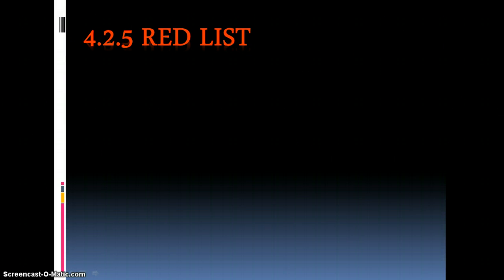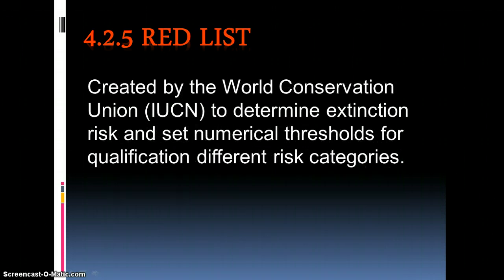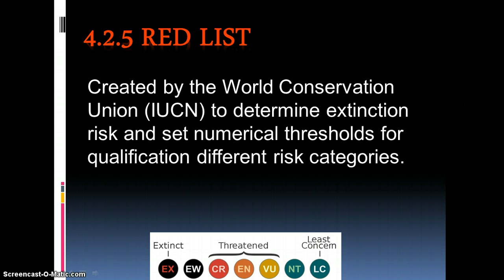Let's begin. So the Red List was created by the World Conservation Union, IUCN, to determine the extinction risks and set numerical thresholds and qualifications for different risk categories for organisms. Remember those causes for extinction? Well, this is how we can communicate that risk to other people. There's lots of different categories that exist out there.